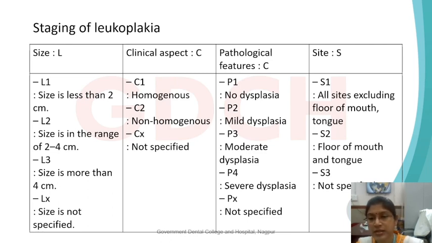So in site 1 and site 2, site 2 is the one in which the central non-keratinized area of the oral cavity, that is the oval area, is involved: floor of the mouth and tongue. So the highly malignant potential areas are there in the S2.